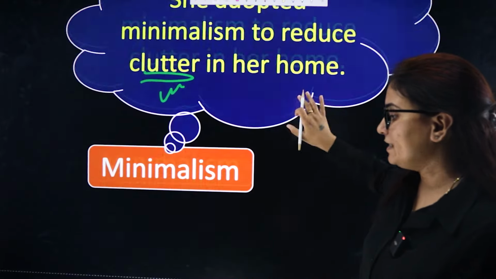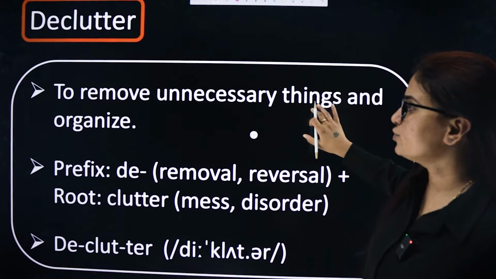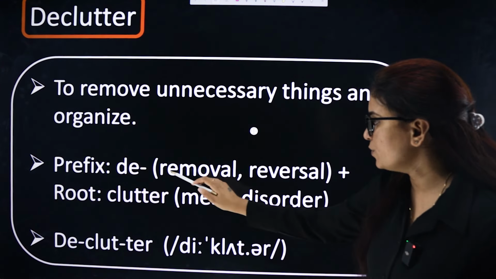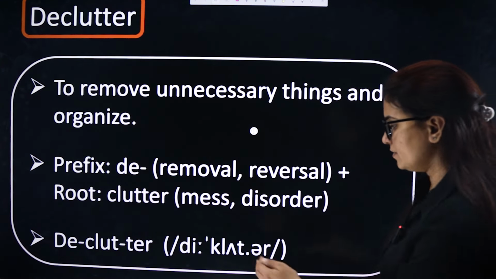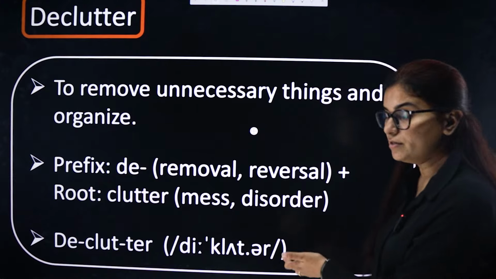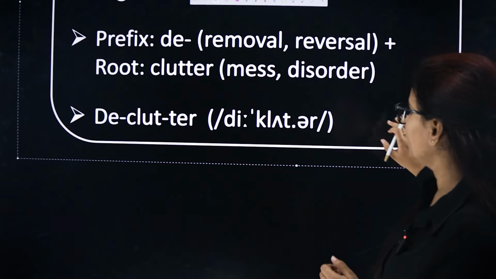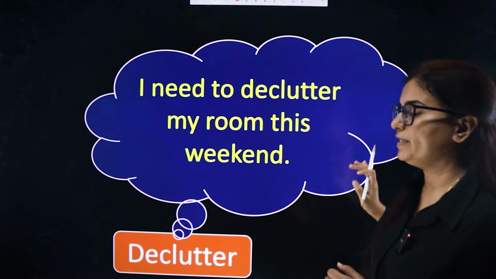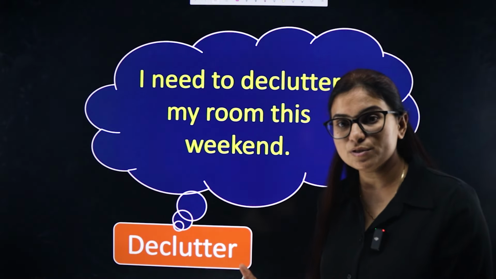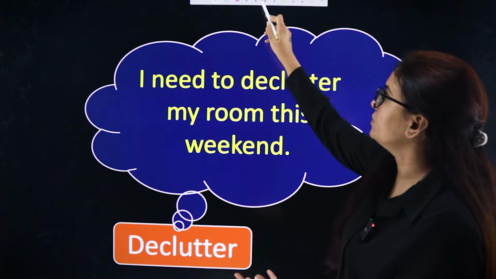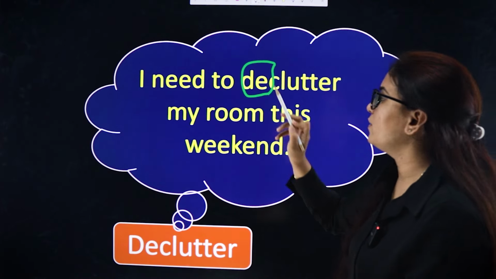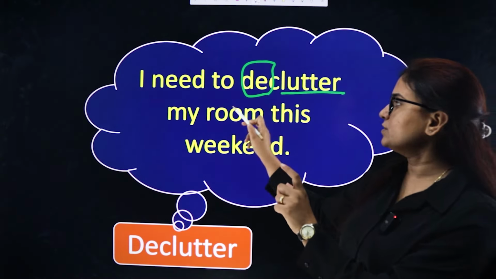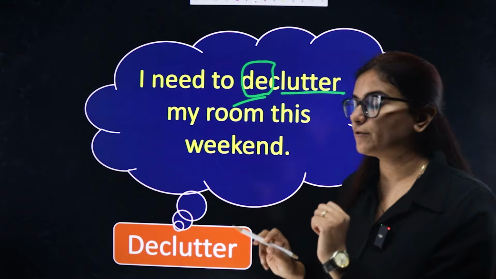Next word is declutter. Declutter means to remove unnecessary things and organize your house. It's derived from the word clutter, remove unnecessary items. The pronunciation is declutter. Now let's look at an example on your screen. I need to declutter my room this weekend. I need to clean my room this weekend. Declutter means to remove unwanted items. Clutter means unwanted items. Removing them means decluttering it.